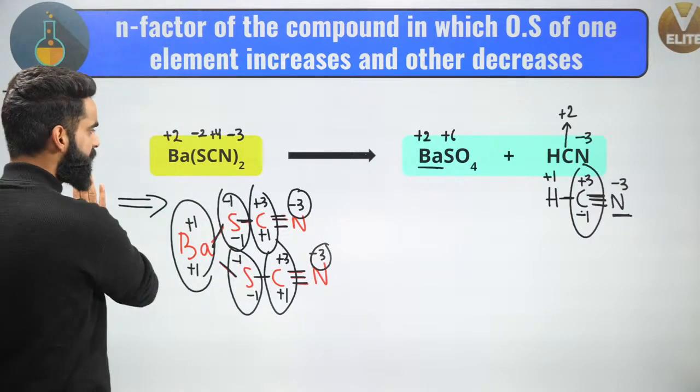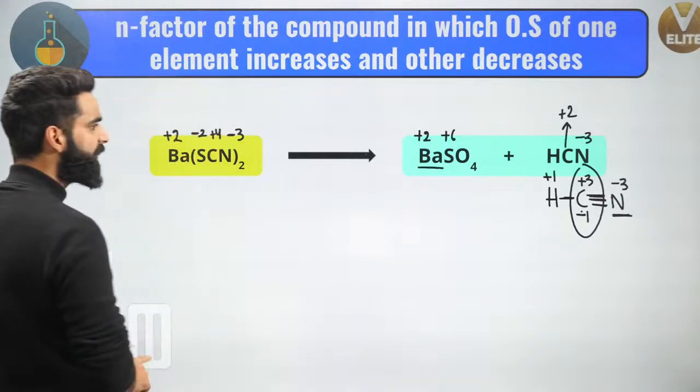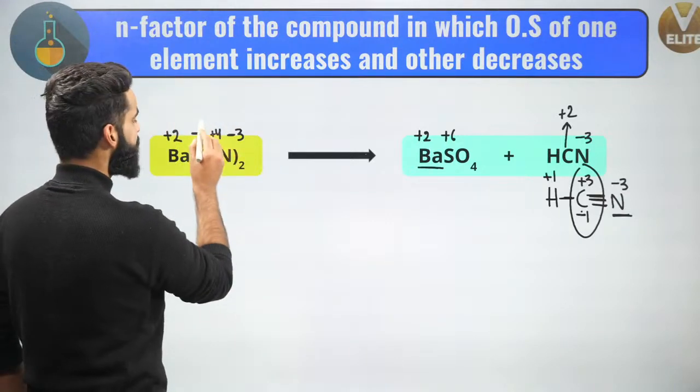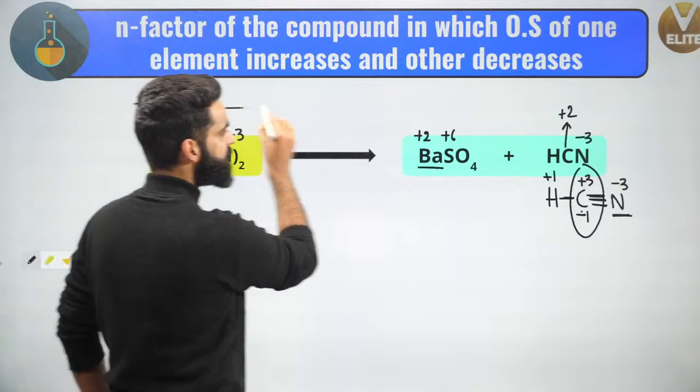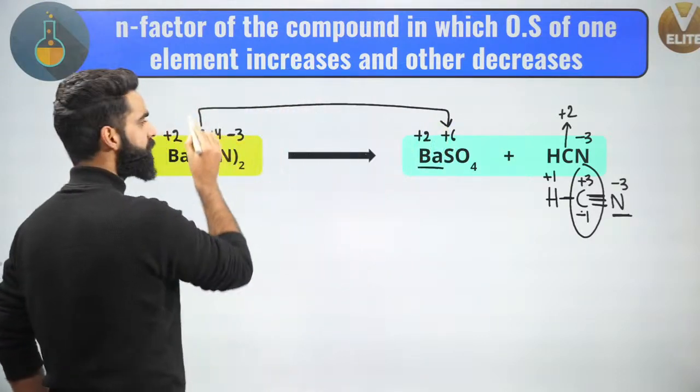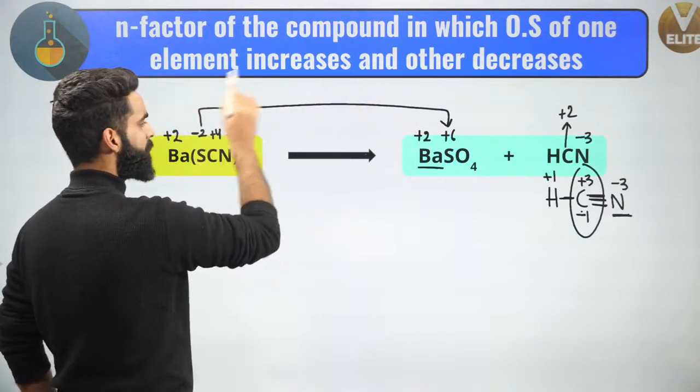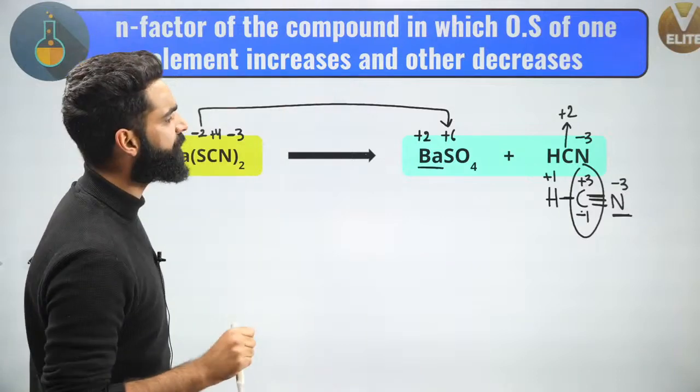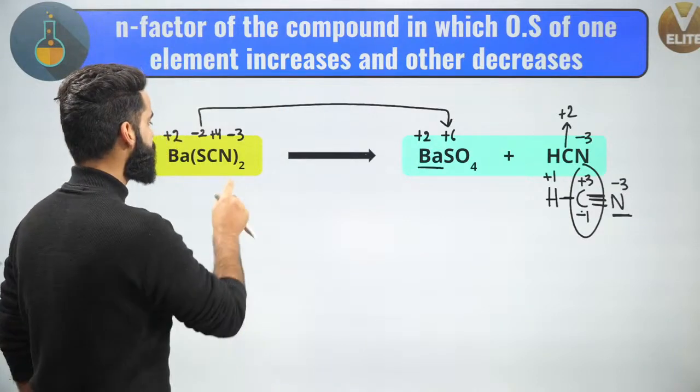What all elements are changing their oxidation states? Just check it properly. Can I say the oxidation state of sulfur is changing from -2 to +6? So can I say the oxidation state of sulfur is increasing? Yes, -2 to +6. What about the oxidation state of carbon? Or what about the oxidation state of nitrogen?